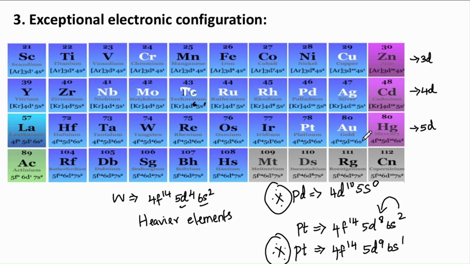And then we have gold, which is in the group with copper, silver and gold. They have the same outer electronic configuration. So they have a fully filled d orbital. So the configuration of gold is 4f14, 5d10, 6s1. So the fully filled configuration gives extra stability. So the elements which are given in white have exceptional configuration. You have to memorize that.